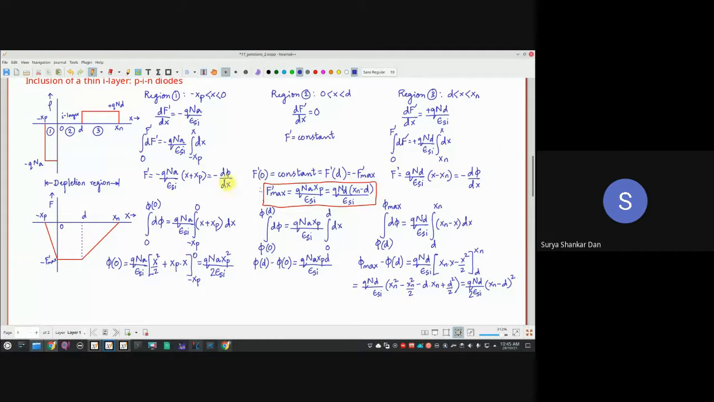Is everyone understanding? That means all these primed quantities are for the diode with the intrinsic region sandwiched. If you are trying to do without that, wherever you find the unprimed variable, that means it is for the standard diode case, where you have not included the intrinsic region.